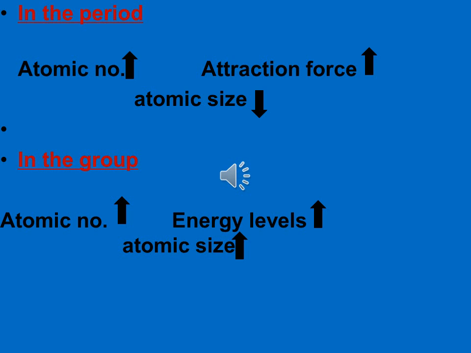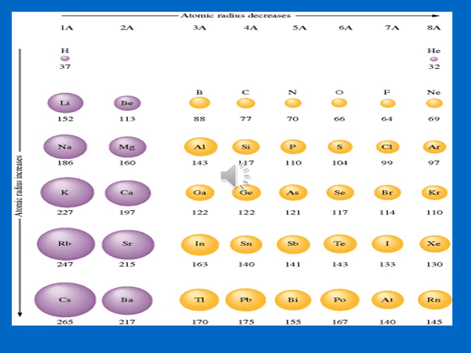So in period, increase, decrease. In group, increase. In period, indirect relation between atomic number and atomic size. In group, direct relation between atomic number and atomic size.